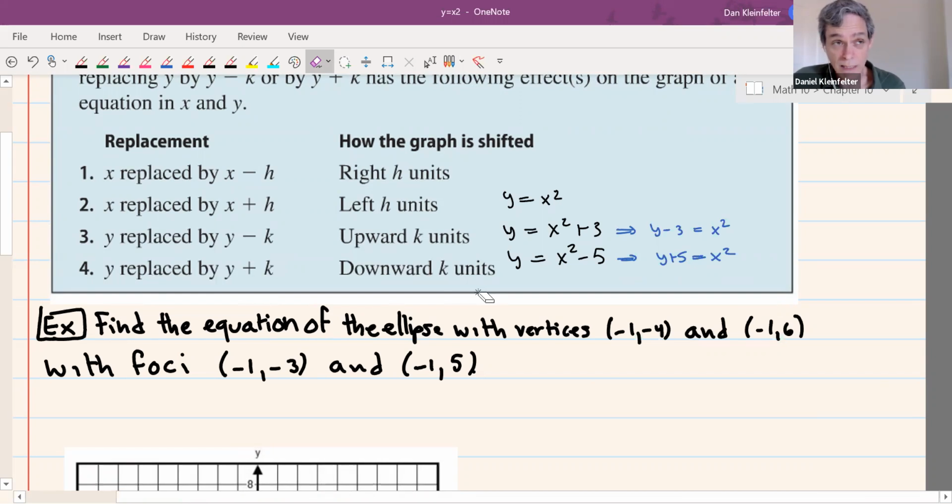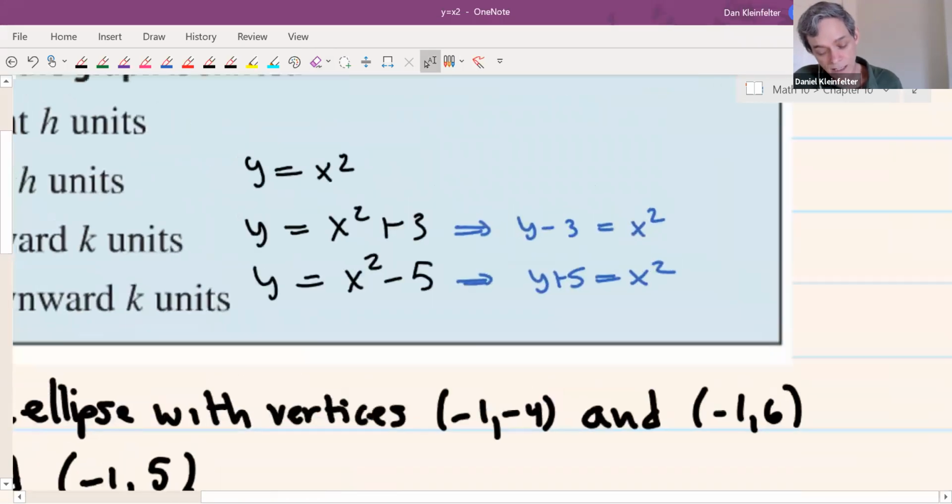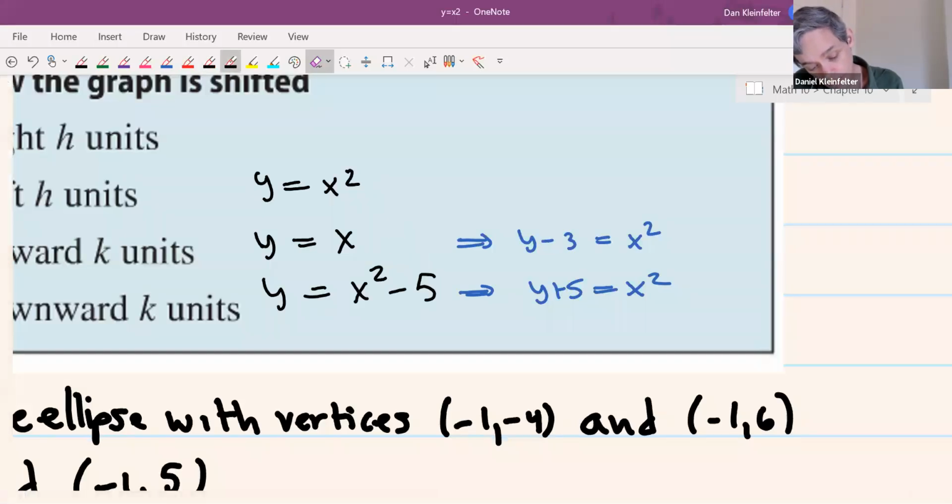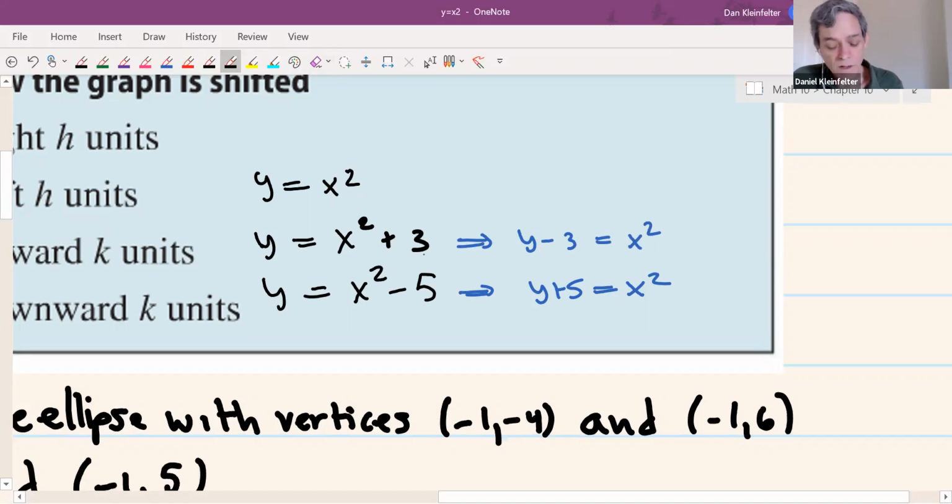Before we thought, okay, well, plus is up and minus is down. But notice that we're replacing the y's, right? And so take a look here. If you think about the graph of y equals x squared, we know that y equals x squared plus 3 would be a shift up, right? But if you take that plus 3 and put it on the y side, that is going to be a y minus 3, right? Similarly, y equals x squared minus 5, that would be a downshift by 5 units. If I put that minus 5 onto the y side, it'll be a y plus 5, okay?